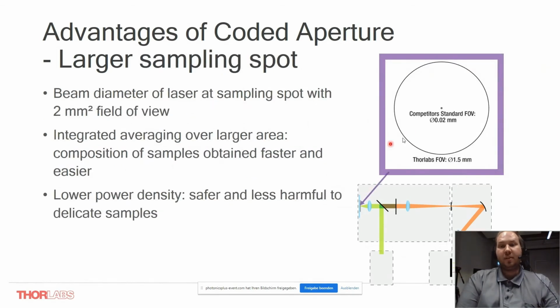What it also does is it increases our sampling beam. So usually you have a few microns beam diameters for sampling, and we have a 2 square millimeters field of view, which is a lot larger. And what this automatically does is integrated averaging over a large area. So if you're interested in the average composition of a sample, you can obtain that a lot faster and easier with our spectrograph. Also, this lowers the laser power density that is incident on your sample, which is a lot safer and less harmful to delicate samples.